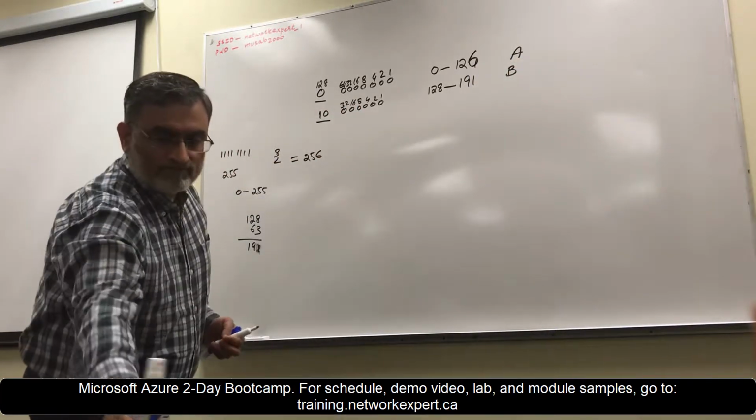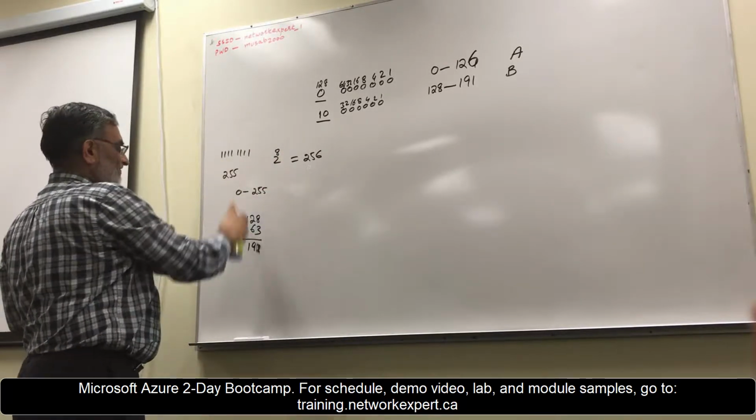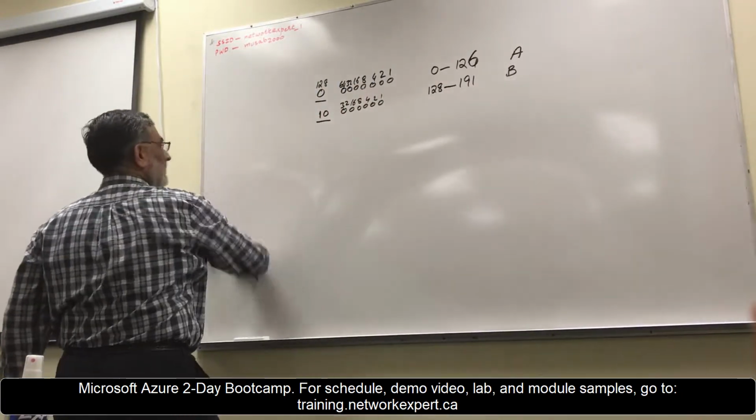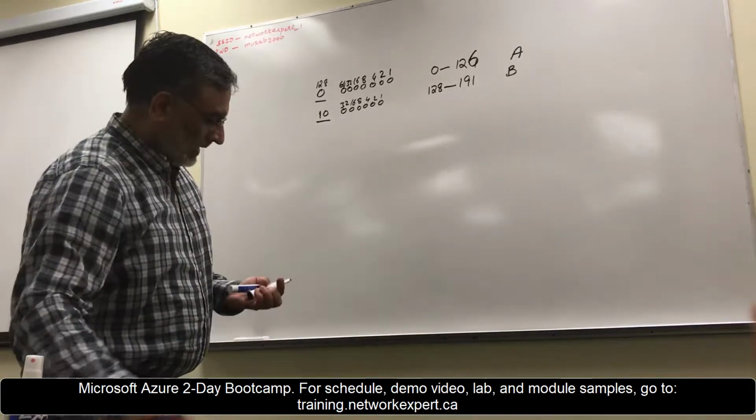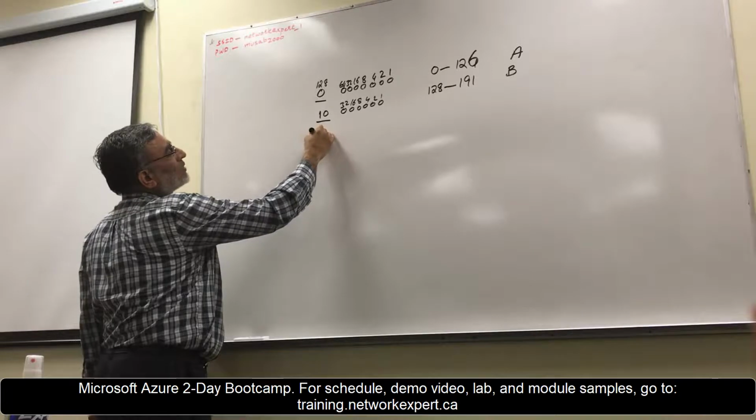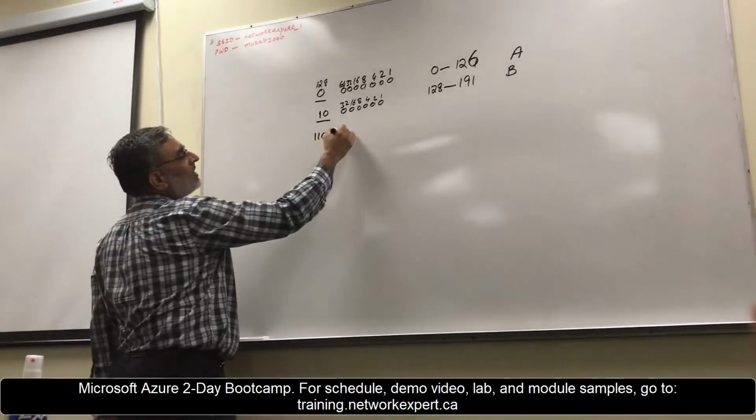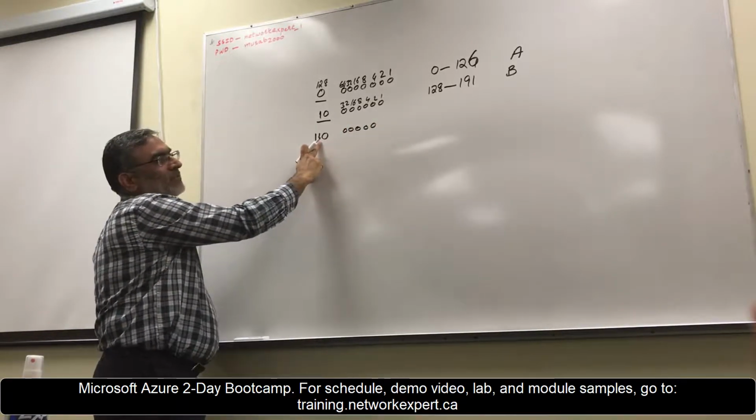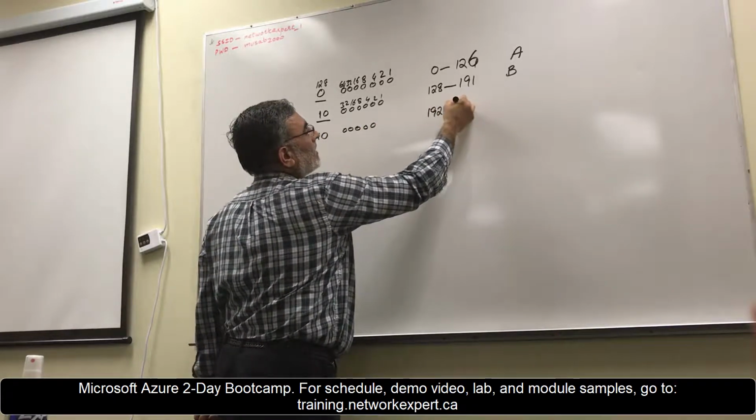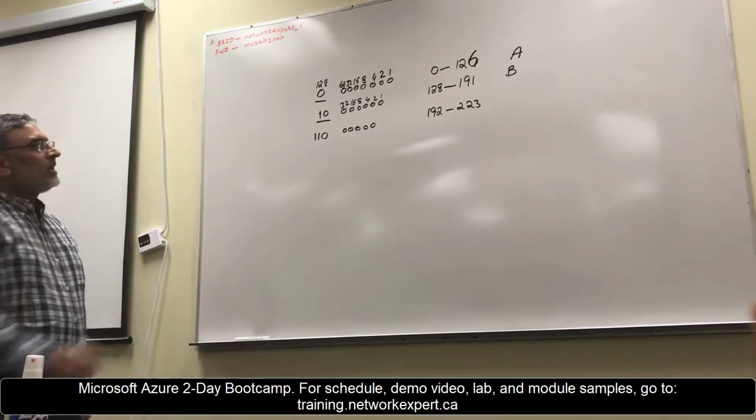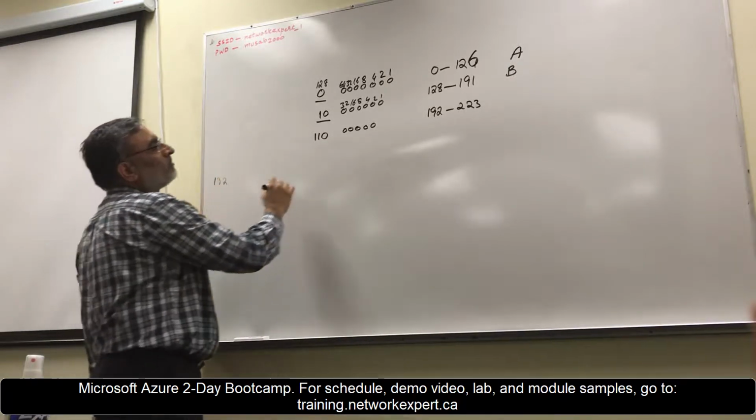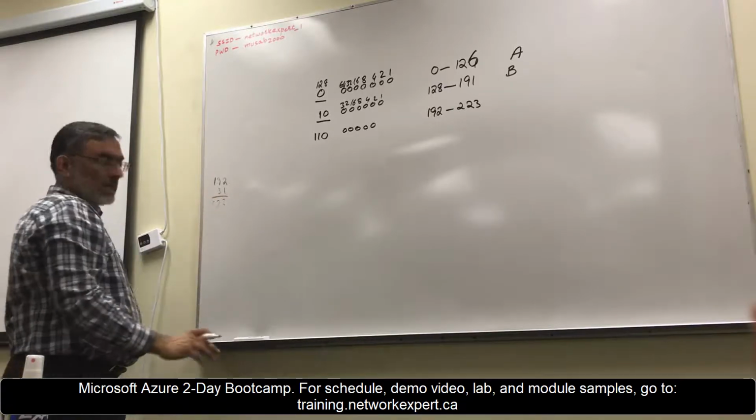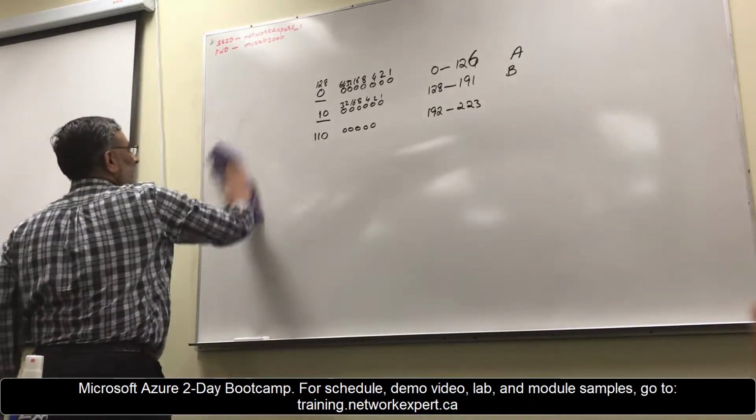So for C class, take the leftmost two bits as ones and the third one as 0, and you can vary 5 bits, and this will give you 128 plus 64, 192, and it goes up to 192 plus 31, yeah, 223. Okay, so it goes up to 223. So this is C class address.